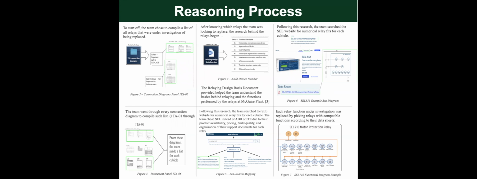This shows our reasoning process. The documents provided by Mr. Casey aided in the understanding of relay philosophy and the certain analog relays commonly seen at the McGuire plant which needed to be replaced. SEL was chosen instead of ABB or ITE due to their product availability, pricing, build quality, and organization of their support documents for each relay.